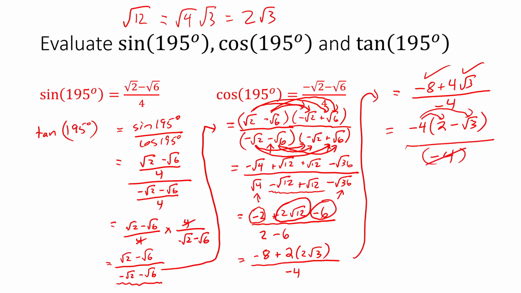So I can cancel out this denominator with that factor, and I'm left with a final answer for the tan of 195, because that's what we're looking for here. The tan of 195 is equal to 2 minus root 3.